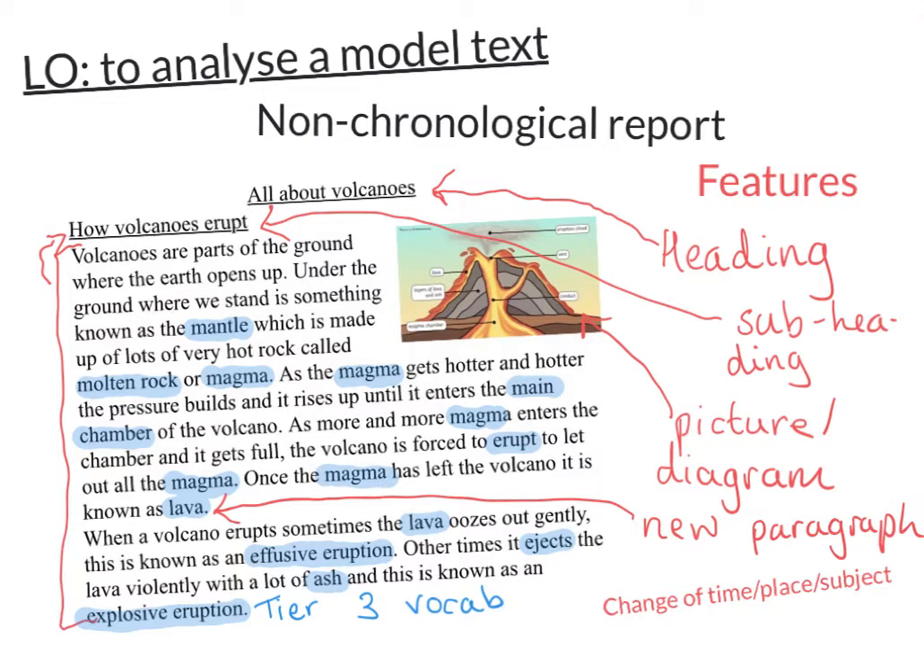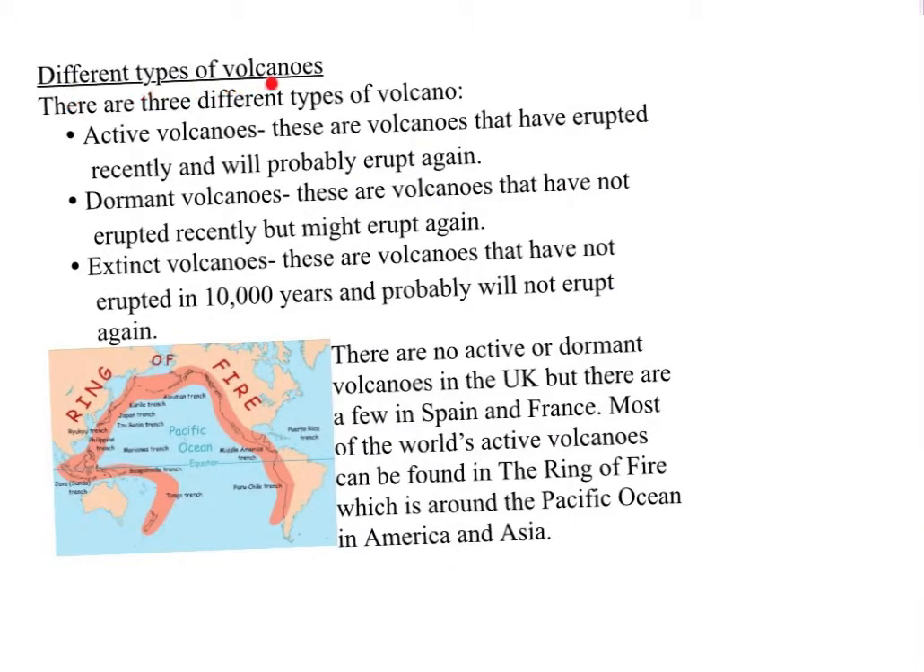So let's carry on reading the next part of the non-chronological report and see if we can spot any of the same features in the next part. Different types of volcanoes. There are 3 different types of volcano. Active volcanoes. These are volcanoes that have erupted recently and will probably erupt again. Dormant volcanoes. These are volcanoes that have not erupted recently but might erupt again. Extinct volcanoes. These are volcanoes that have not erupted in 10,000 years and probably will not erupt again.